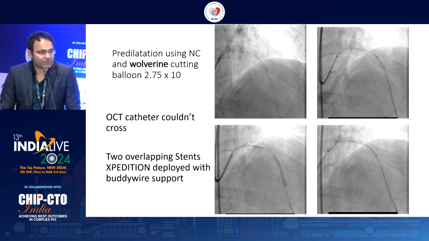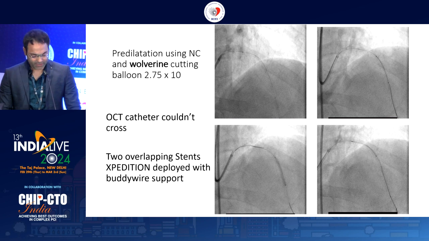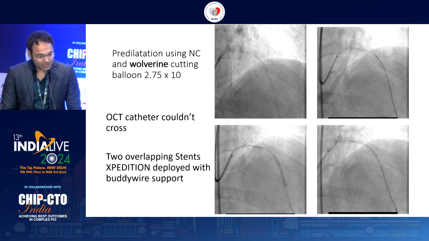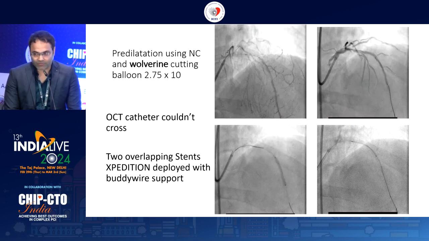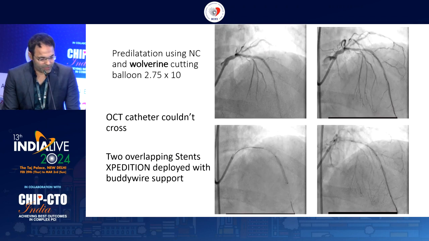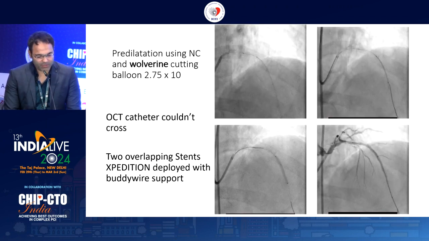Tried to do an OCT catheter. It's not the OptiCross catheter which is available now. It was done 1 year back, so it's a Dragonfly catheter, and it couldn't cross. So 2 overlapping Xience Expedition stents were deployed using a buddy wire. Both the stents were deployed appropriately using the buddy wire technique. Ultimately, buddy wire support helped.